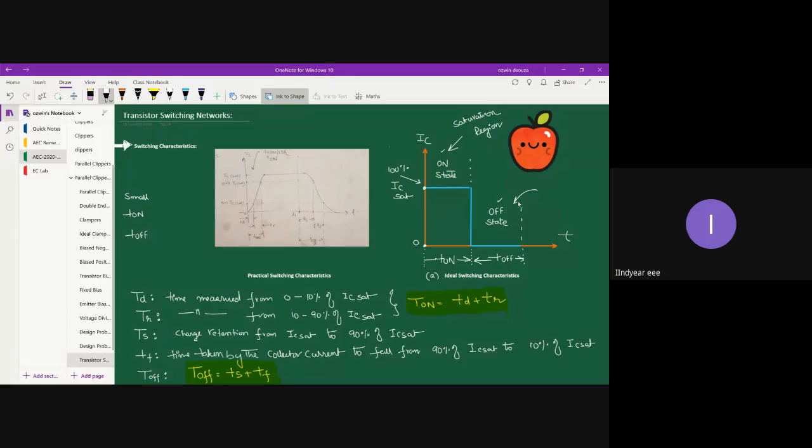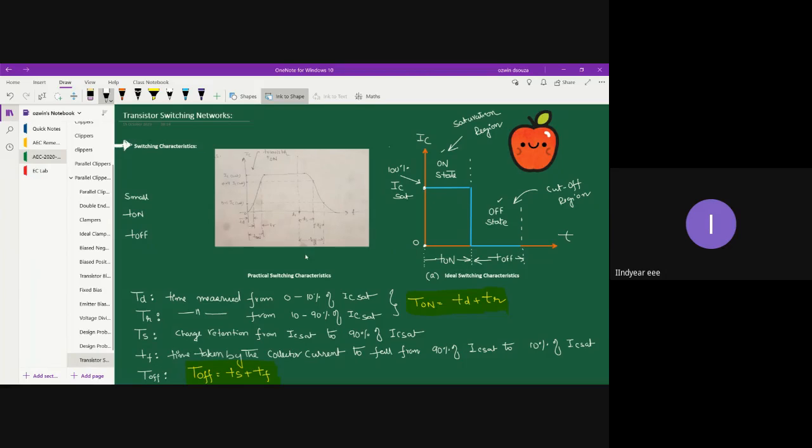On the other hand, when the transistor switch is turned off, the device gets into the cutoff region, because in the cutoff region current is 0, whereas voltage is maximum. So this is the ideal switching characteristics. It takes the shape of a step, right? On state and off state, that's all, only 2 states. However, in case of practical switching, you do not get this staircase waveform.